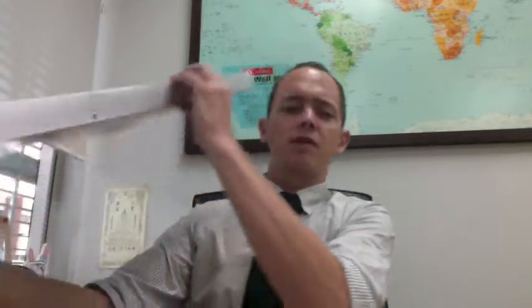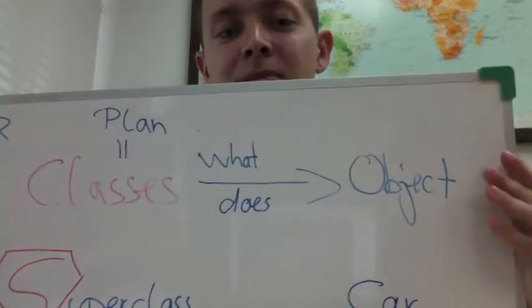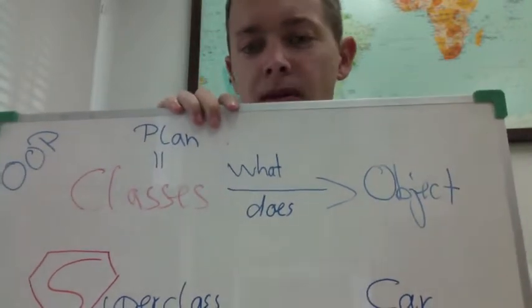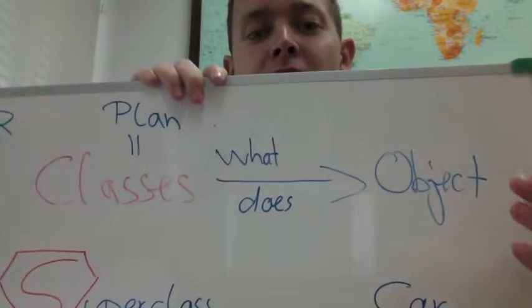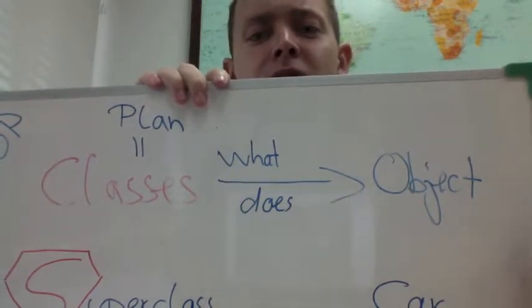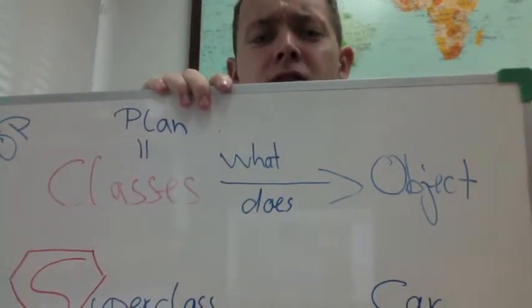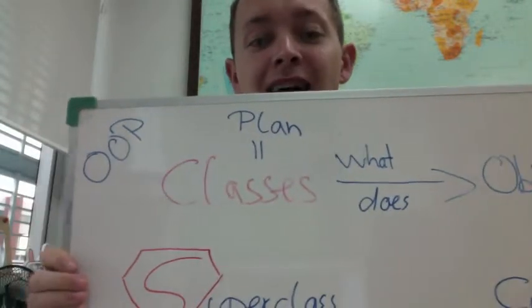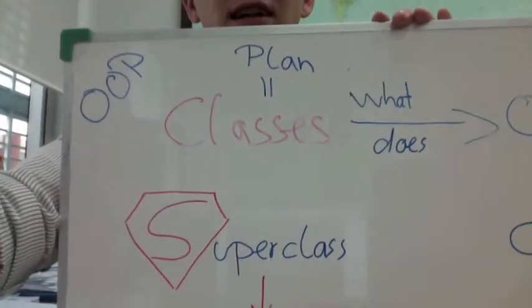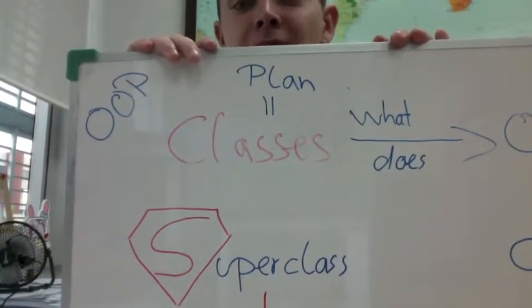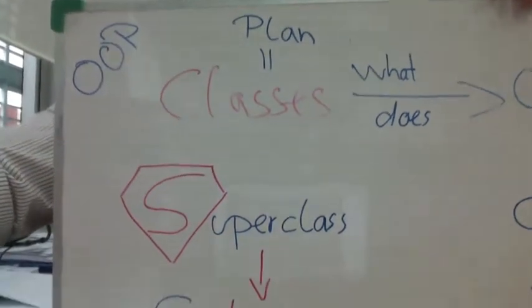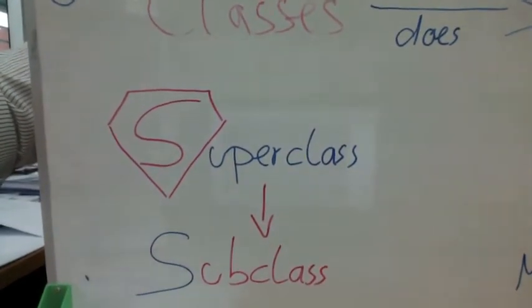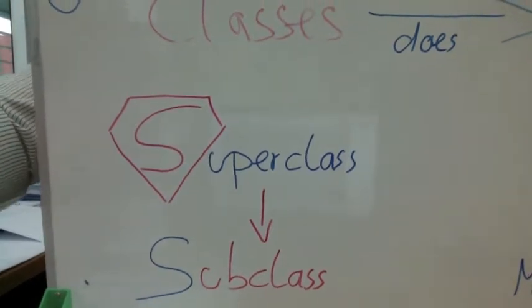So let's talk a little bit more about classes. Classes are very important to define what an object does. So let's just have a quick and brief look at classes. At first, we can see classes are like a plan. They tell us what's going to happen, what things do. What does the object do, defined by classes. Now there are different kinds of classes. First, the superclass, and then we have the subclass. Superclass and subclass. Now what does this mean?